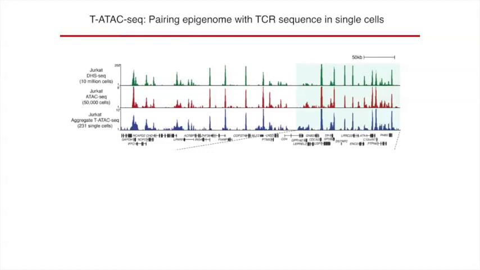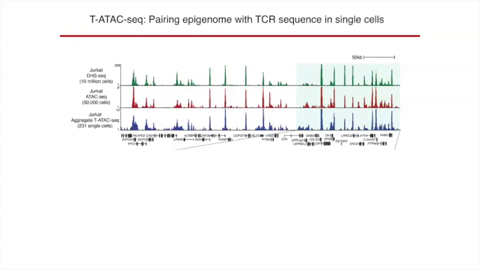So this is a genome track where every peak represents an open chromatin site. So it's either an enhancer or a promoter. Okay? The green line is the prior gold standard method, DNase hypersensitivity sequencing, done in 10 million cells. The red line is ATAC-seq done in 50,000 cells. So you see we get relatively the same profile. And the bottom blue line is aggregated data from 200 single cells, done using this t-ATAC-seq method.